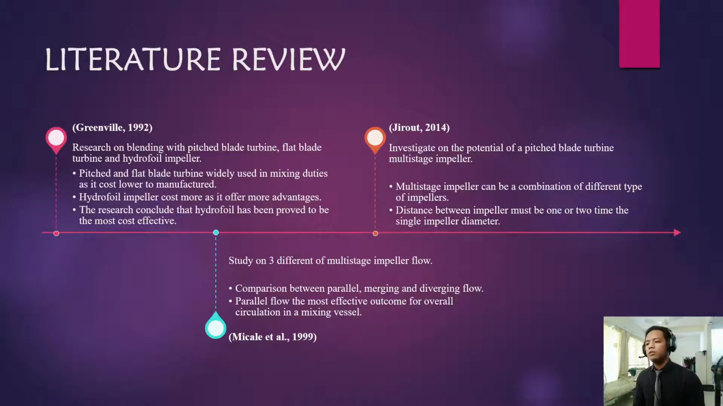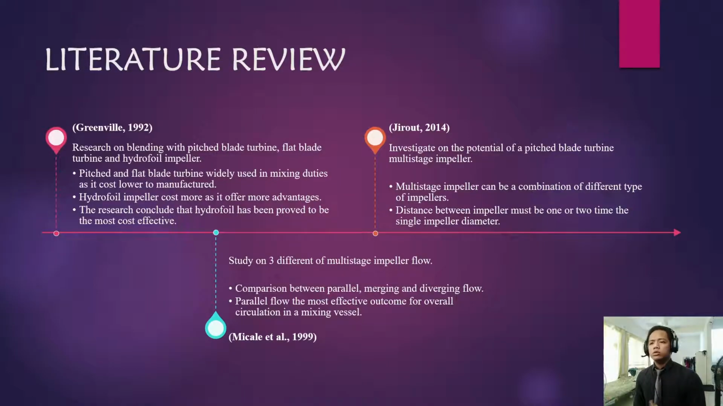In 1999, Mika studied 3 different multi-stage impeller flows, which is the comparison between parallel, merging, and diverging flow. At the end of the study, the parallel flow was proved to give the most effective outcome for overall circulation in a mixing vessel. Giroud in 2014 investigated the potential of a pitch blade turbine multi-stage impeller and found that a multi-stage impeller can be a combination of different types of impellers and is not limited to the same type of single impeller.